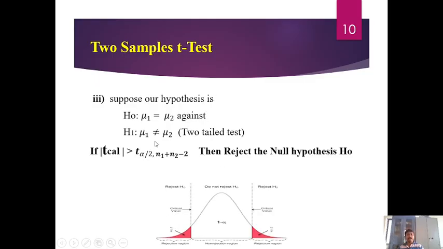And if our alternative hypothesis is two-sided, then in that case we take the absolute value of our calculated value, and if calculated value is greater than table value, then we reject our null hypothesis H0. In that case, critical region or rejection region is to both the sides of the sampling distribution.